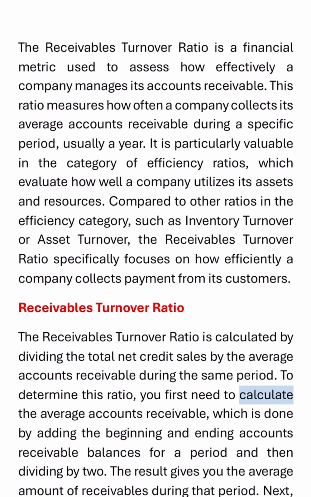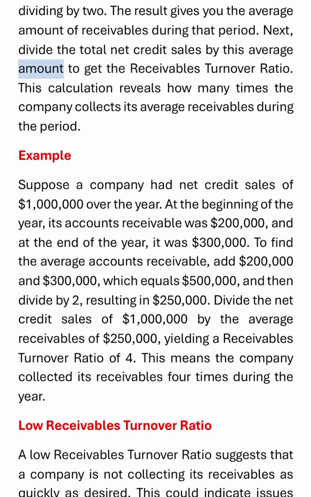The result gives you the average amount of receivables during that period. Next, divide the total net credit sales by this average amount to get the receivables turnover ratio. This calculation reveals how many times the company collects its average receivables during the period.